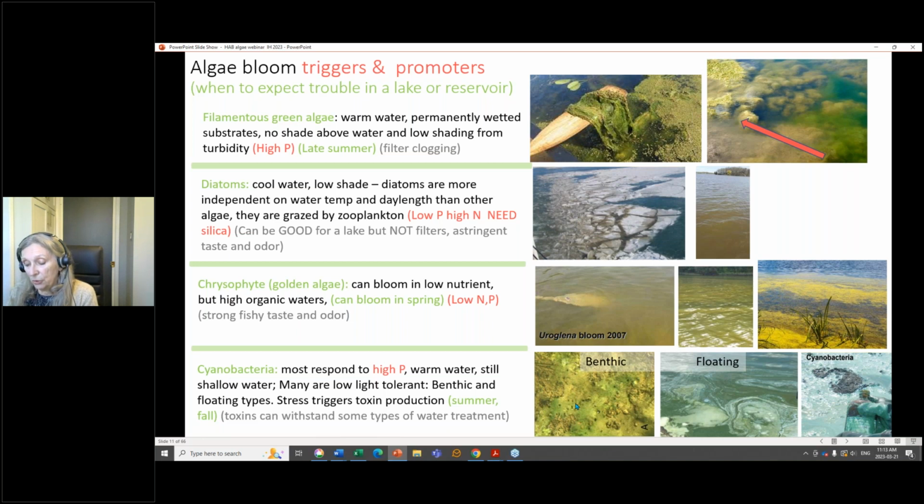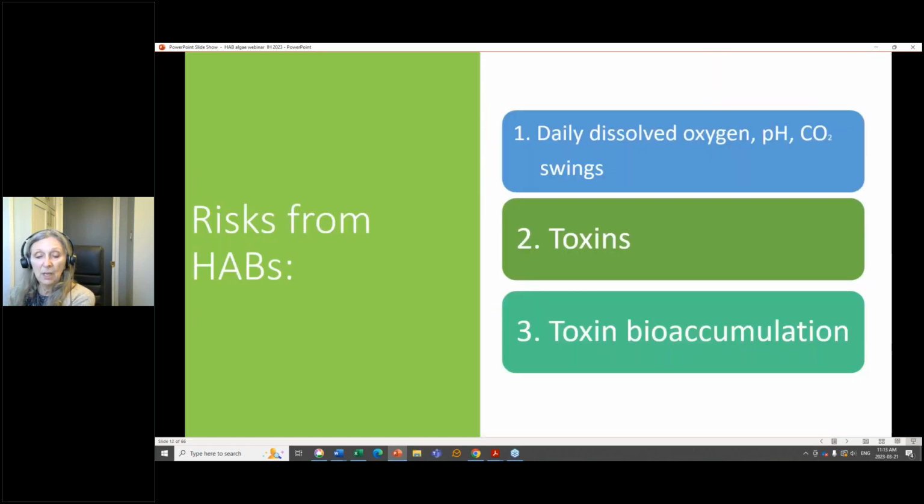So the long and short of it is, if we add nutrients from urban and rural watersheds and climate change together, algae blooms will come. So what are the risks that we're facing aside from clogging filters? We'll talk about these sequentially now.